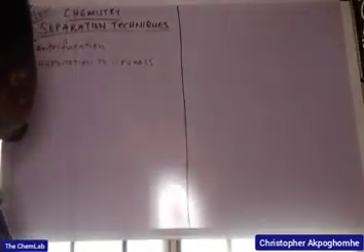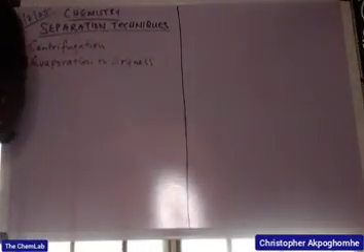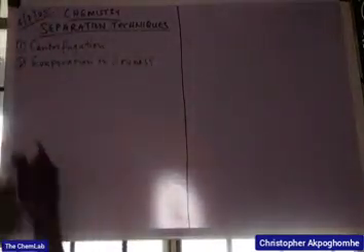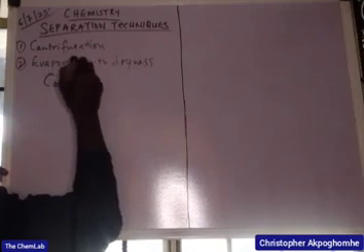Today we're going to continue our lecture on separation techniques. We're going to be looking at centrifugation and evaporation to dryness. That's what we'll be looking at today. Now, what is centrifugation?